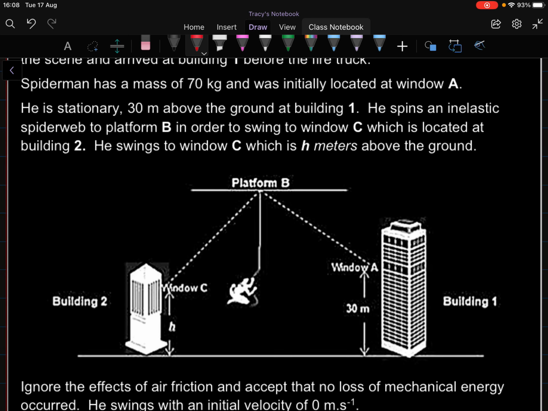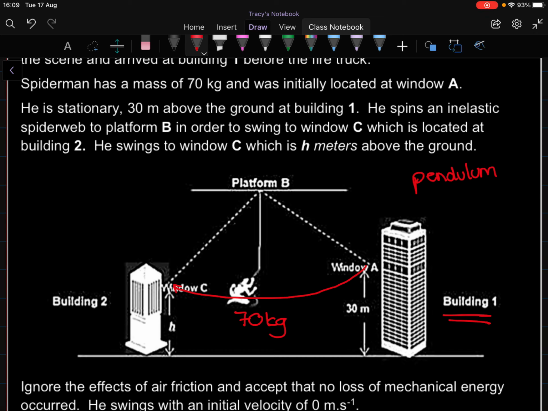Spider-Man has a mass of 70 kilograms, so here's my Spider-Man, 70 kilograms, and is initially at building 1 on the right. He spins an inelastic spider web, so it's not going to stretch, to platform B in order to swing to window C. So he's going to swing round like that. This is a pendulum.